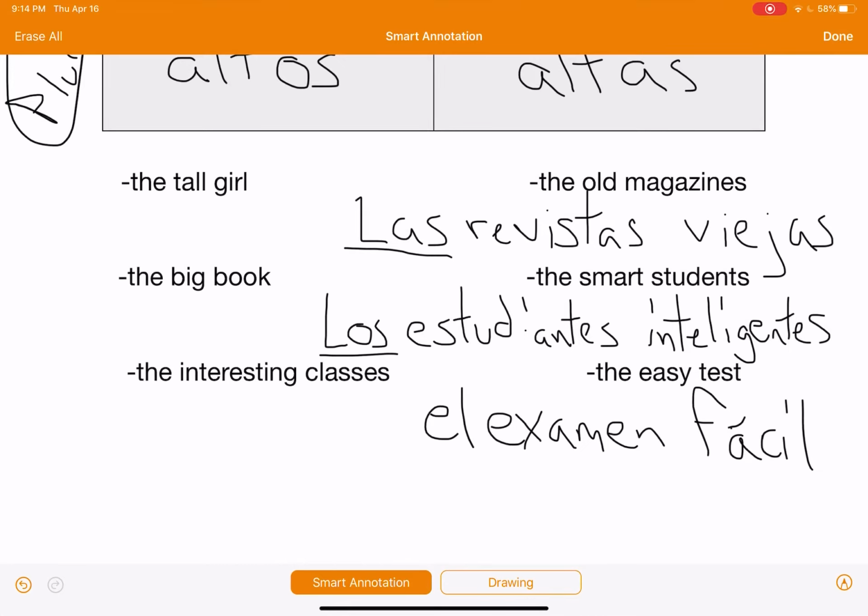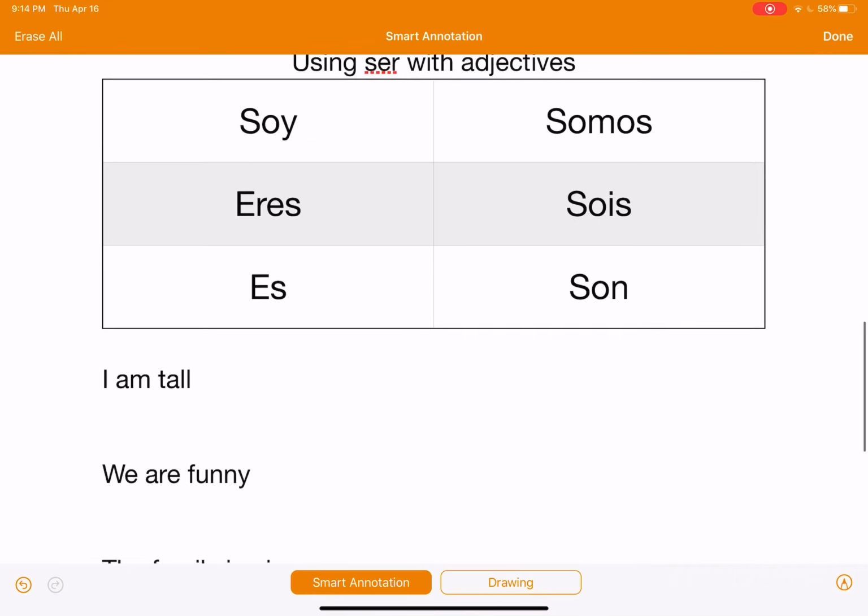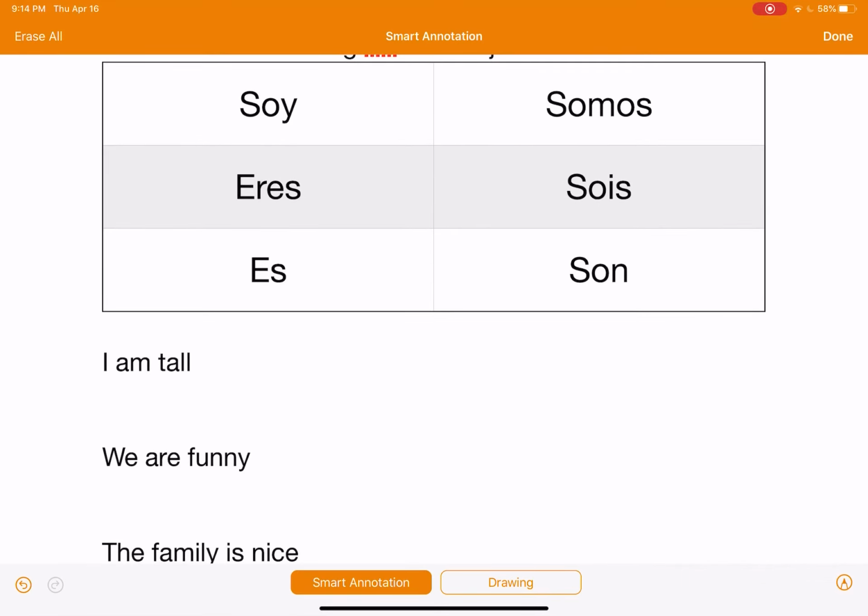Now, moving on, we need to know how to use the verb ser with adjectives. Okay, so just as a review, there's your conjugation for the verb ser. All right, we talked about this in the last video. You have yo soy, tú eres, él, ella, or usted es, nosotros somos, vosotros sois, and ellos, ellas, and ustedes son. Now, when you go to use these with an adjective, again, the adjective has to match gender and number of the noun that you are describing.